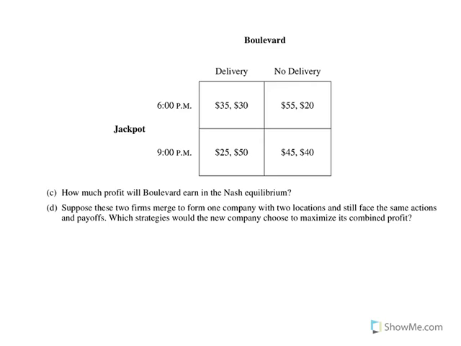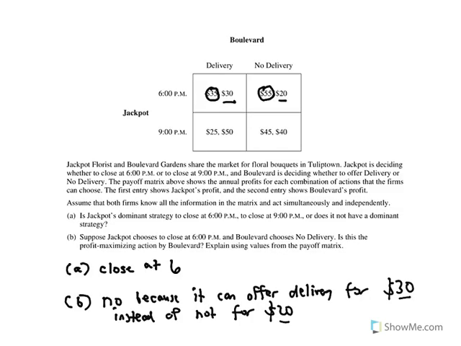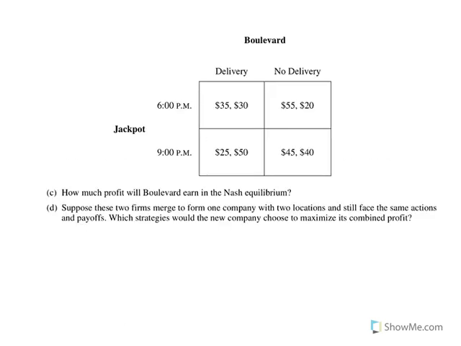Now we've got to figure out what the Nash equilibrium is here. What you do for the Nash equilibrium is make your circles, like I did before, but do it for both players. If you have two circles in the same box, you have a Nash equilibrium. If you remember from the previous question, we circled 35 and 55 for Jackpot, so I'll make blue circles there. Then I'm going to change to green circles for Boulevard.